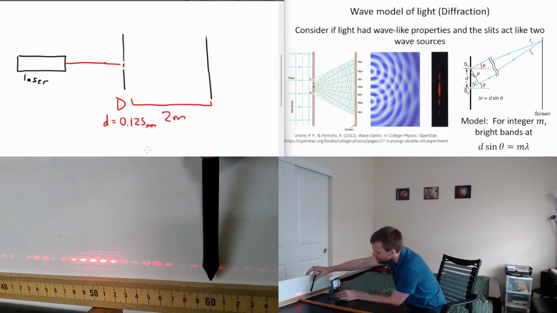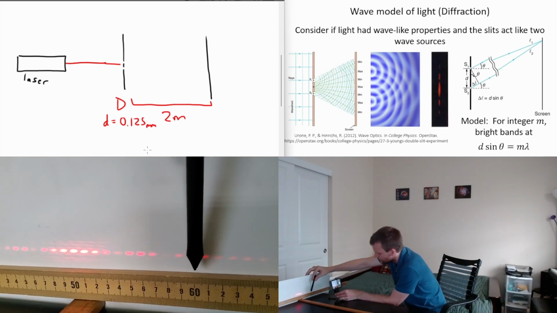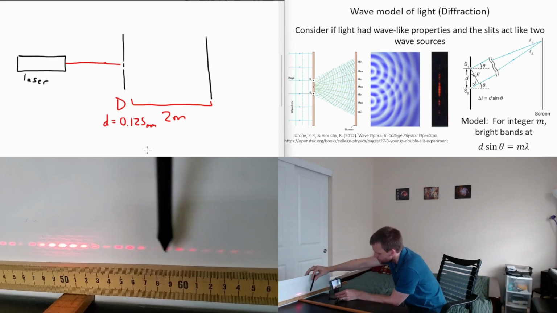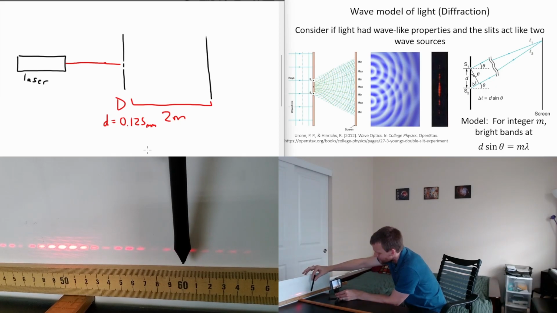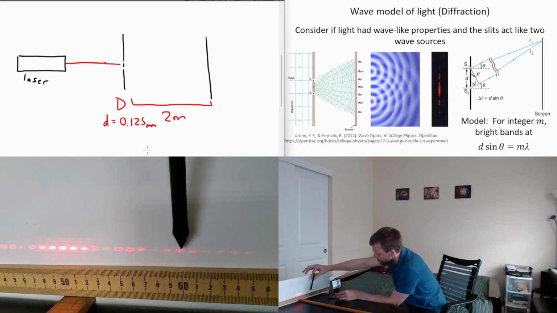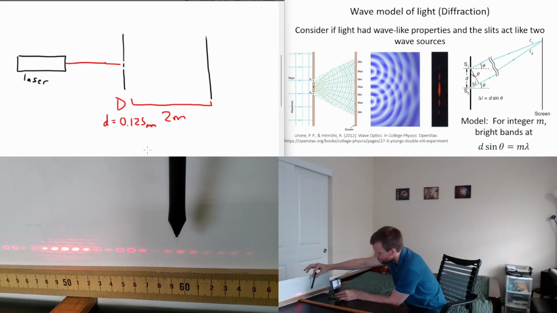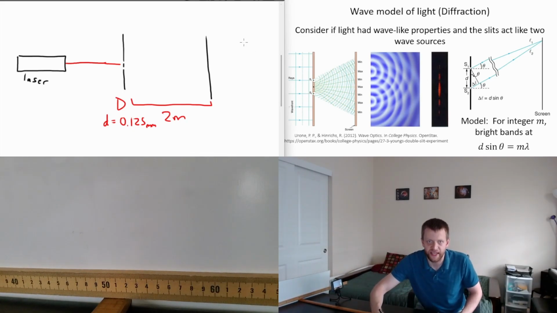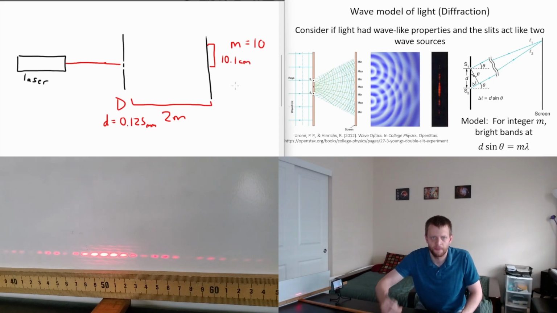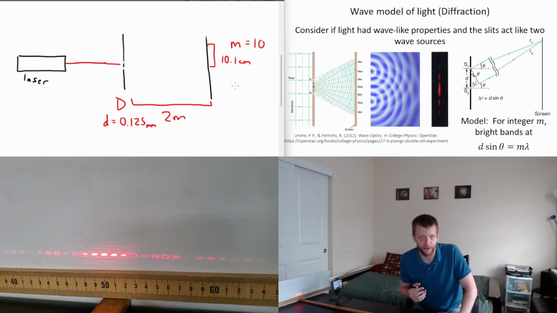And that looks like it's just past 60 centimeters, so going from here to here, that would be about 10.1 centimeters to get to that band. So let's write that down. For the 10th band, so that would be m equals 10 for this, that 10th band was exactly 10.1 centimeters from the bright central fringe.